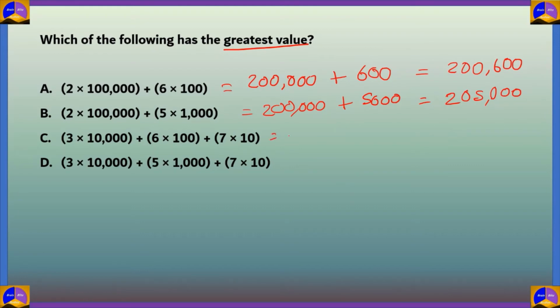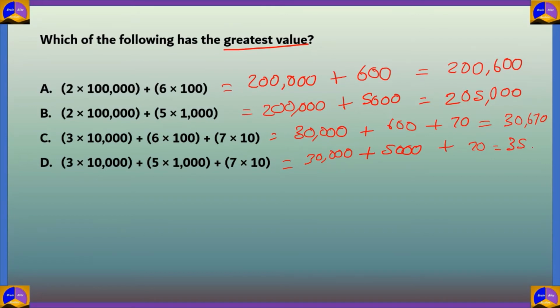Option C equals 30,000, which is 3 times 10,000, plus 6 times 100 is 600, plus 7 times 10 is 70, which equals 30,670. And last option, 3 times 10,000 is 30,000 plus 5 times 1,000 is 5,000 plus 7 times 10 is equal to 70. So 35,070.